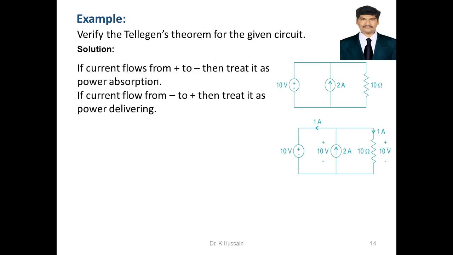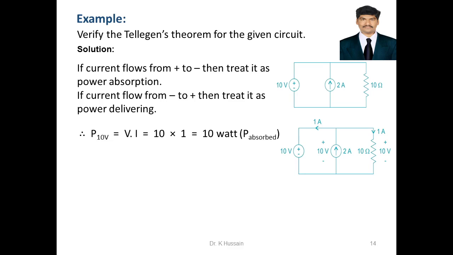If the current flows from plus to minus, then treat it as power absorption. If the current flows from minus to plus, then treat it as power delivery. That is for your understanding of the way you are taking it. You take positive, that is from plus to minus, as power absorption, and the second one is power delivery. That is, the sources will deliver and the others will absorb. That is the meaning of this. Now you see the individual cases.